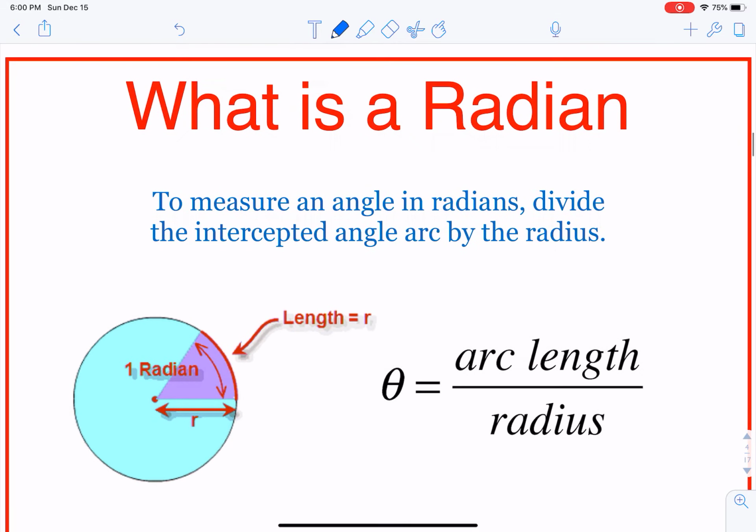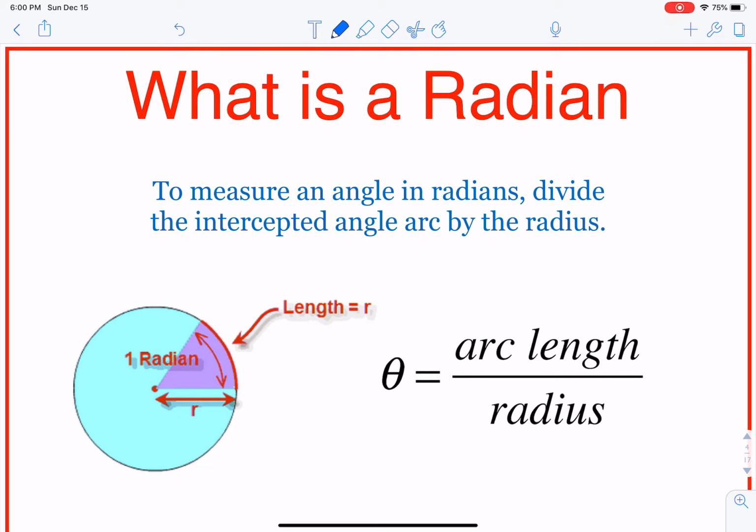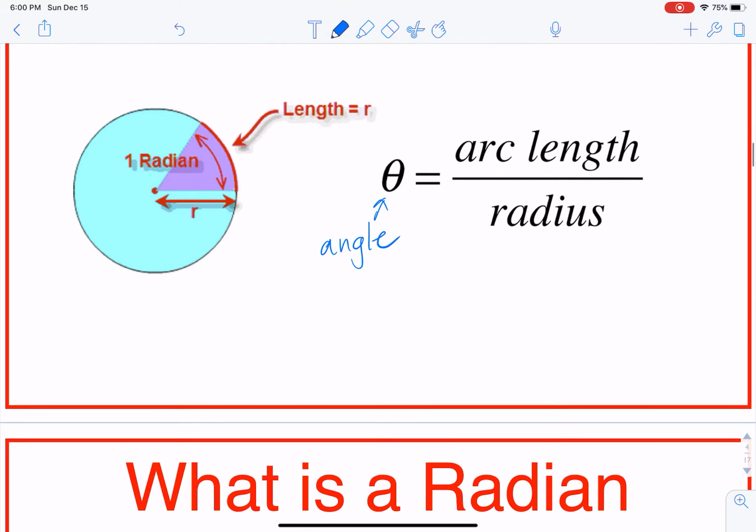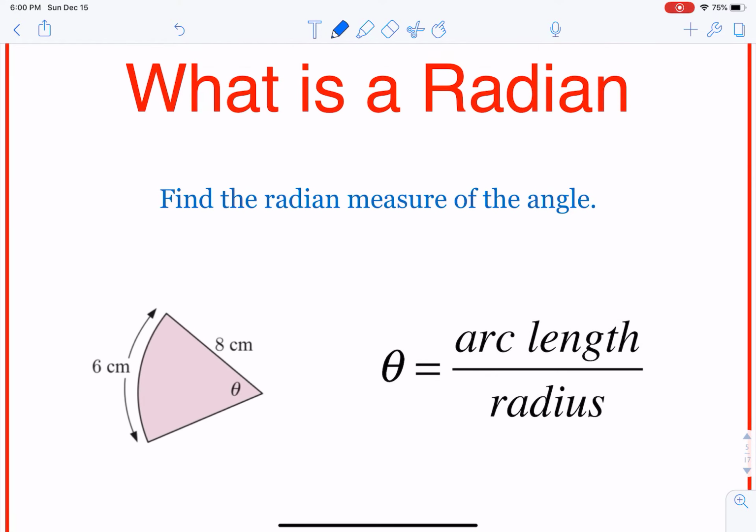So we can work a little bit with radians. To measure an angle in radians, we can divide the intercepted arc by the radius. So the measure for theta, my angle here, is the arc length divided by the radius. Let's take a look here. Find the radian measure of the angle. I have a radius that's 8 centimeters and my arc length is 6 centimeters. So I can take 6, divide it by 8, and that's the measure of my angle.